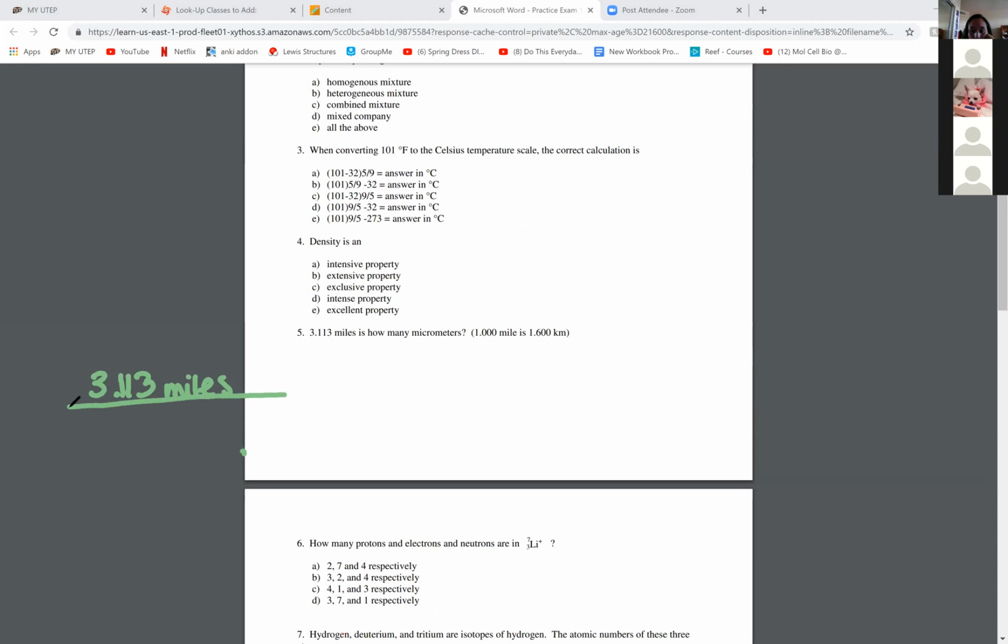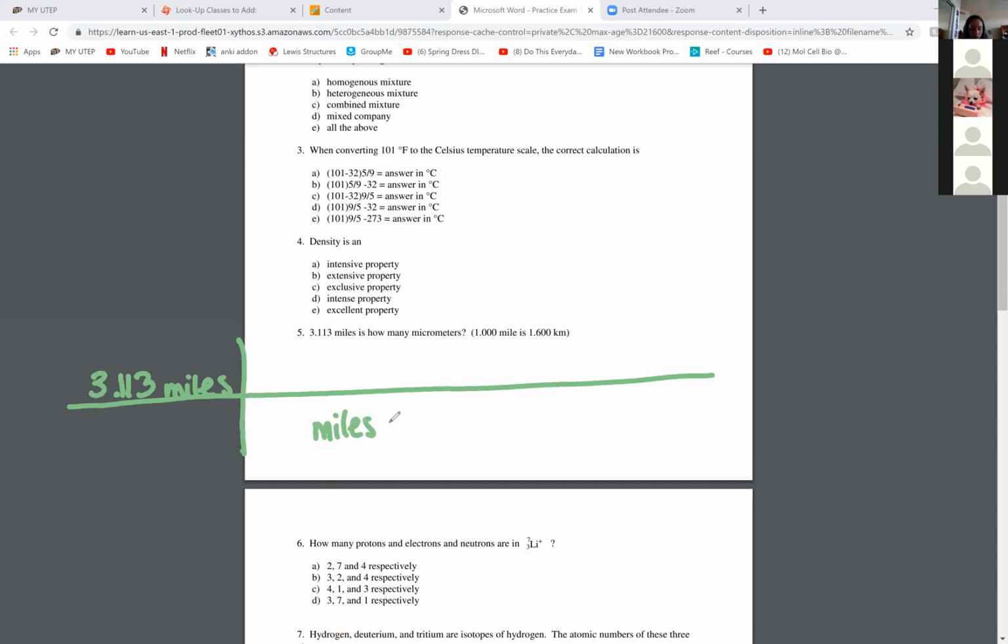Now that we have this, we know that we're going to be converting. That's why I already know to do the picket fence. If we don't know what to do next, just know that if we're going to end up with micrometers, that means we have to somehow cancel out miles, right? So if we need to cancel miles, I'm going to put miles on the bottom.